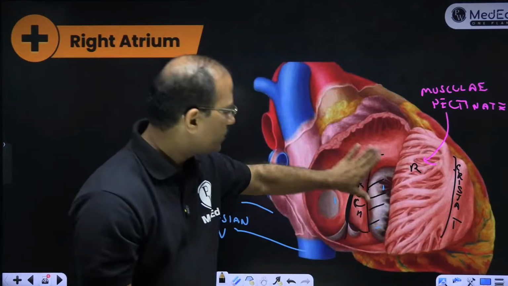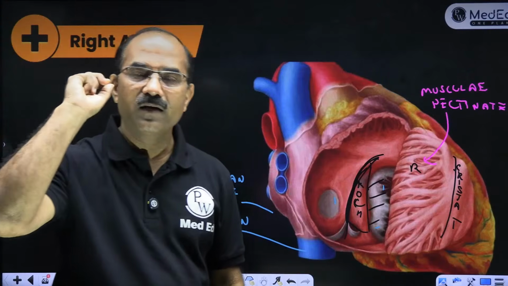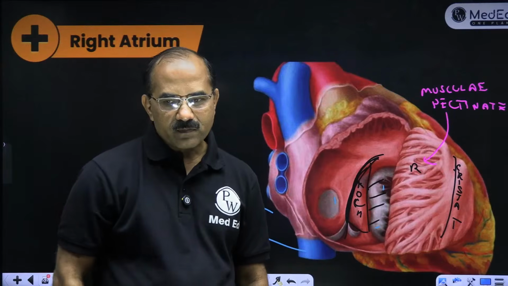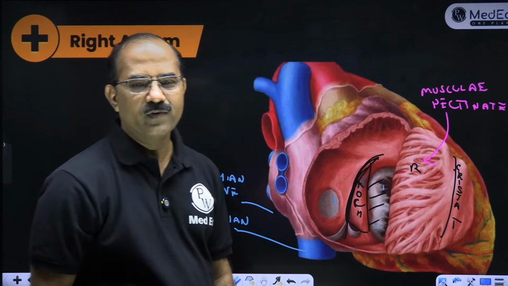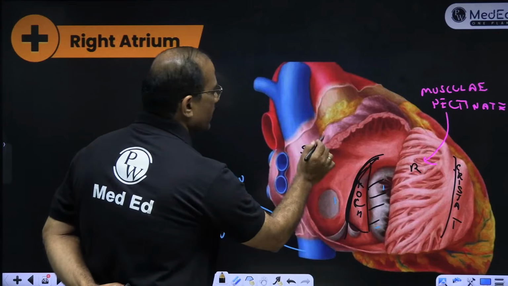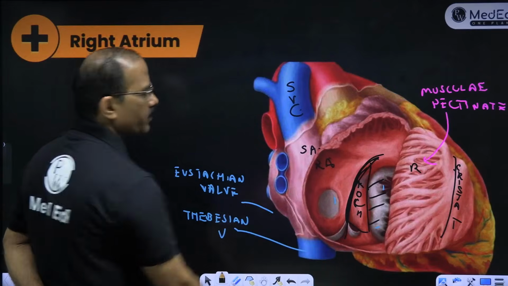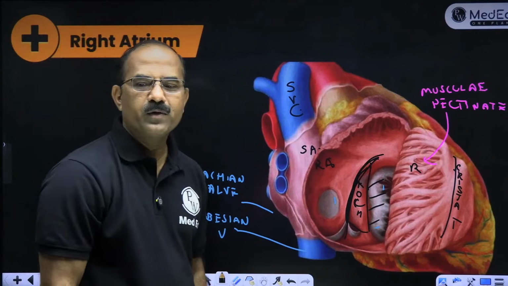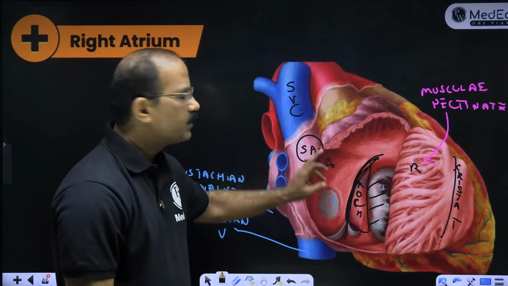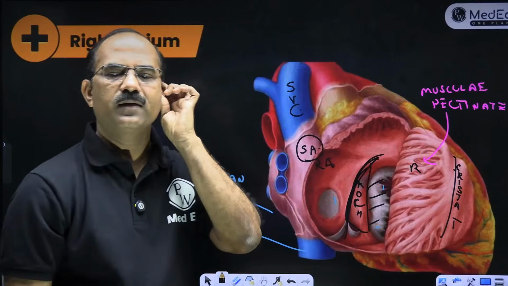What lies in this triangle of Koch? The AV node lies here. The AV node lies here. Fine. And where does the SA node lie? The SA node lies at the junction of the SVC with the right atrium. Where is the SA node? The SA node is at the junction of the SVC with the right atrium. That's the location of the SA node.